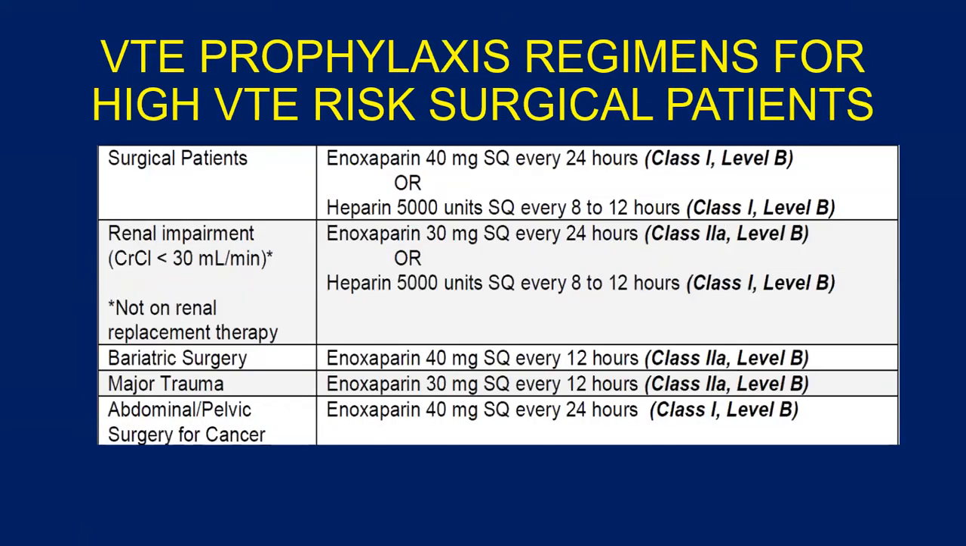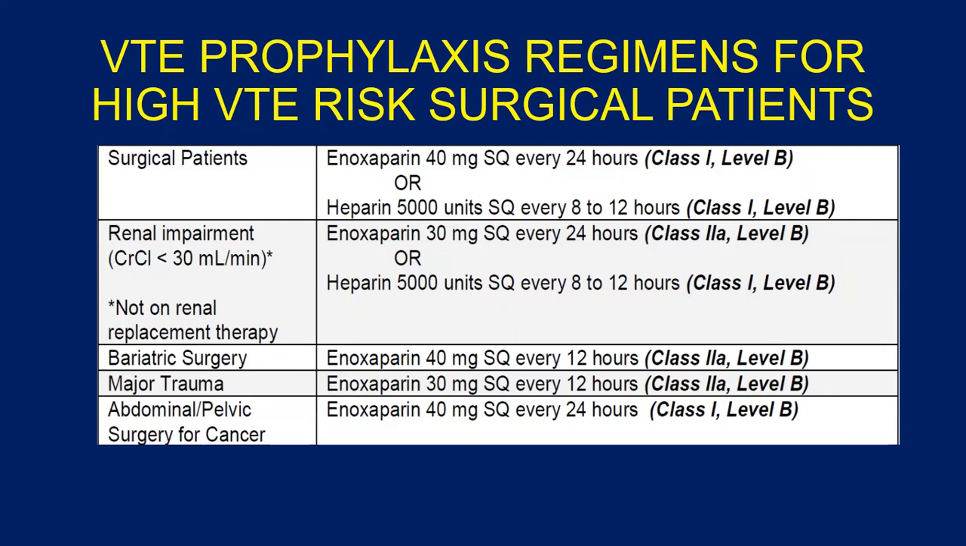So again, with the surgical patient, here are the treatment options that you have. Again, it's the same as it is with the medical patient. So enoxaparin, 40 milligrams sub-Q every 24 hours, that's a class 1, or heparin, 5,000 BD or TDS, which is a class 1 as well. If they're renal impairment, it's the same thing as in the medical assessment risk model. For bariatric surgery, it is 40 milligrams sub-Q every 12 hours, which is the same as what I went over on the medical perspective.